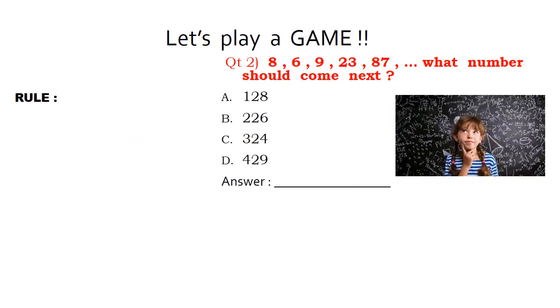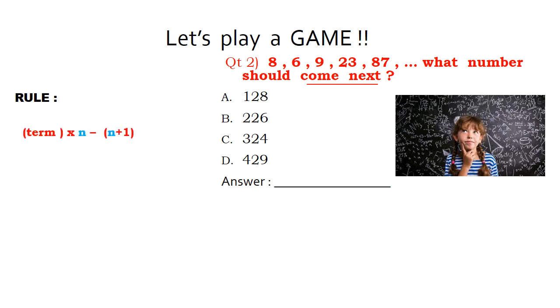Take one more game. Question number 2. 8, 6, 9, 27, 87 and so on. What number should come next? So think it. Here we have 4 options. Option A, that number will be 128. Option B, that number will be 226. Or option C, that number will be 324. Or option D, that number will be 429. So it is a question for you. Think and apply a rule.